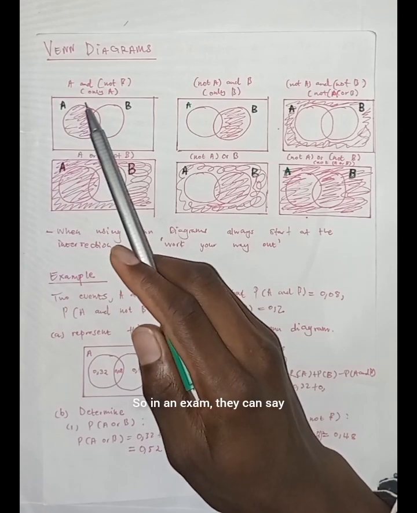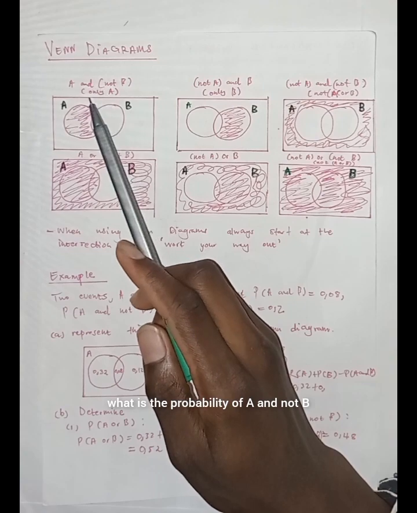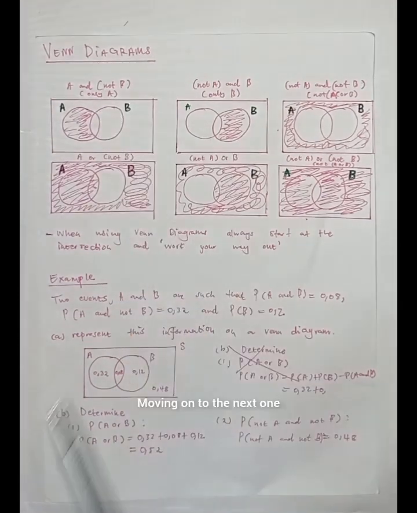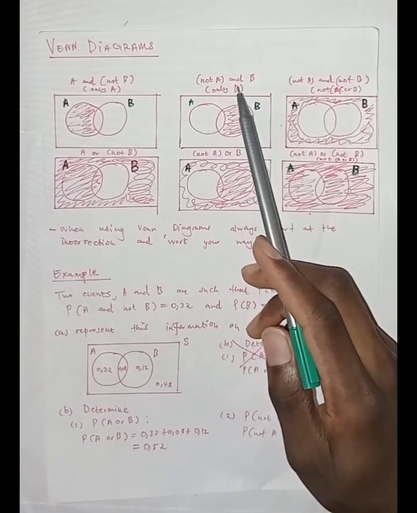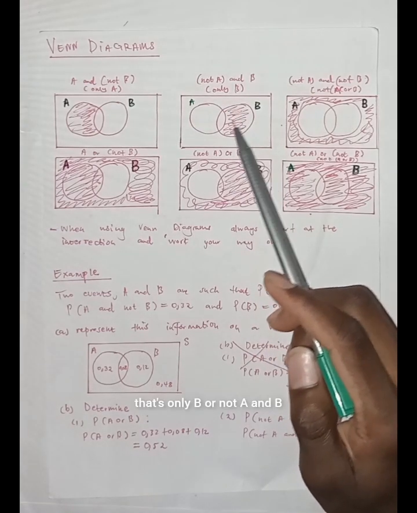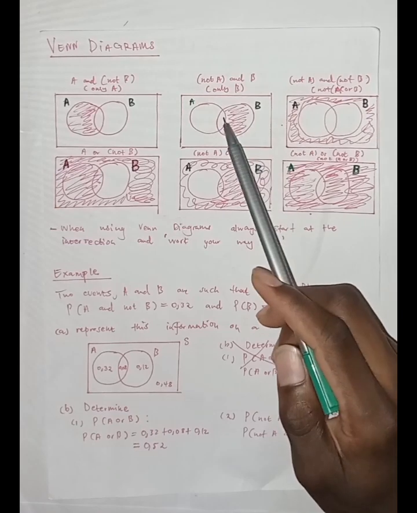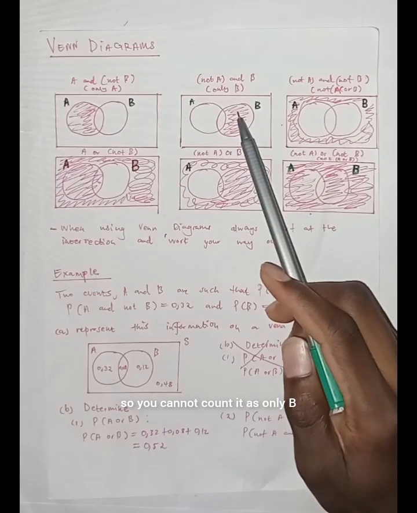So in an exam they can ask what is the probability of A and not B. Just know that they're talking about the probability of only A. Moving on to the next one, we have the probability of not A and B. That means only B. As you can see by this shaded part, that's only B, or not A and B. And remember, this is an intersection of both events, so you cannot count it as only B.